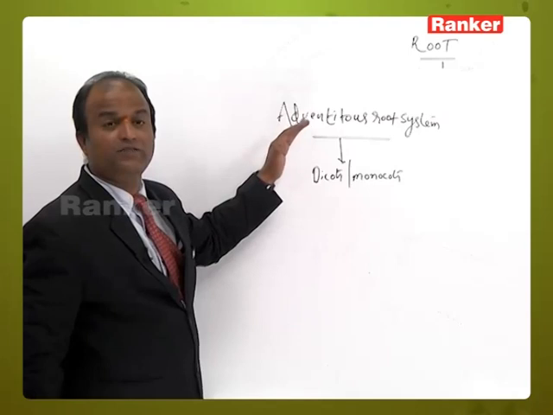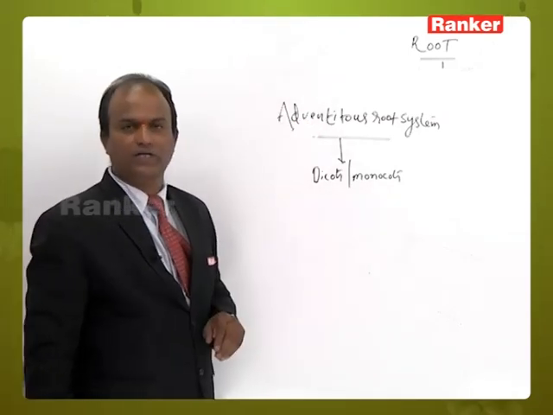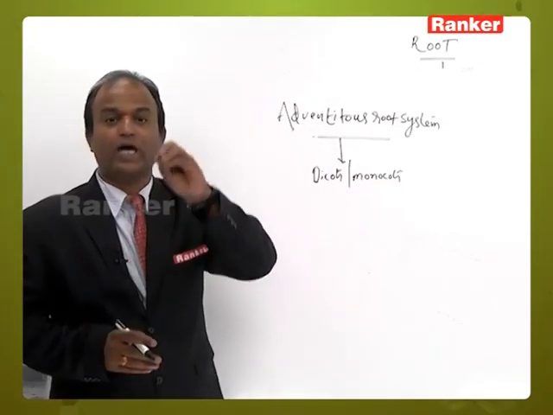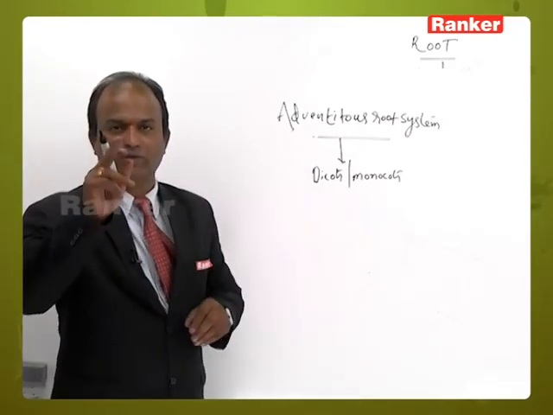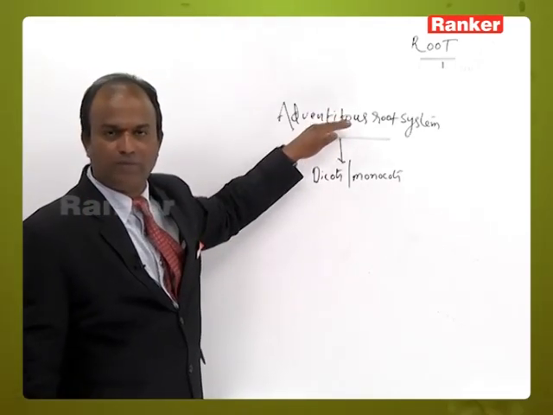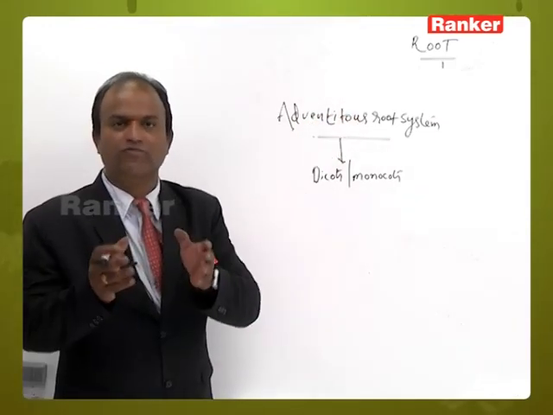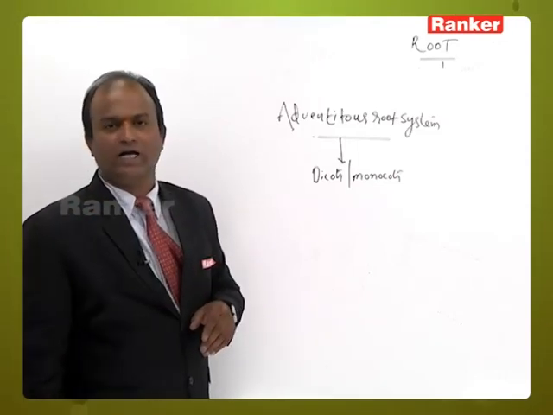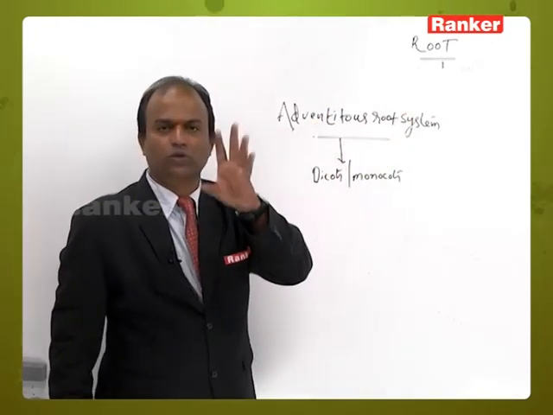Now, what is meant by adventitious root system? What is the definition of the adventitious root system? Roots which are developing from any part of the plant other than from the radical. Once again, a root system which develops from any part of the plant other than from the radical is the adventitious root system.